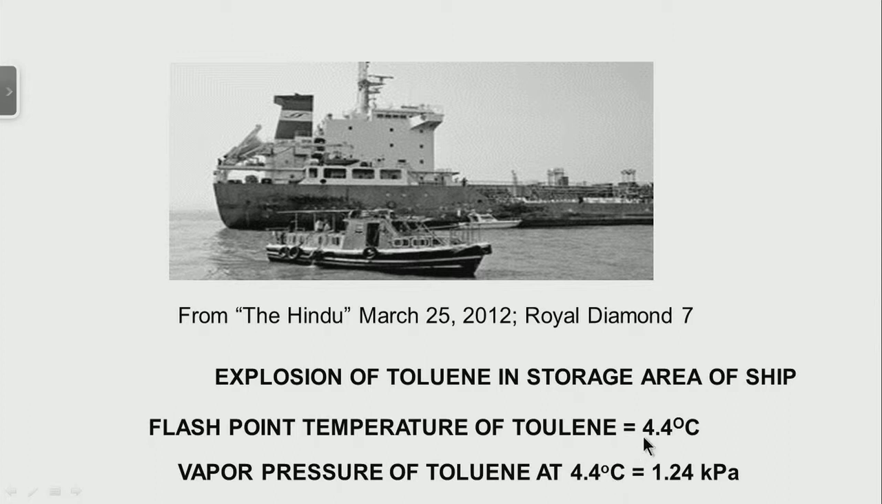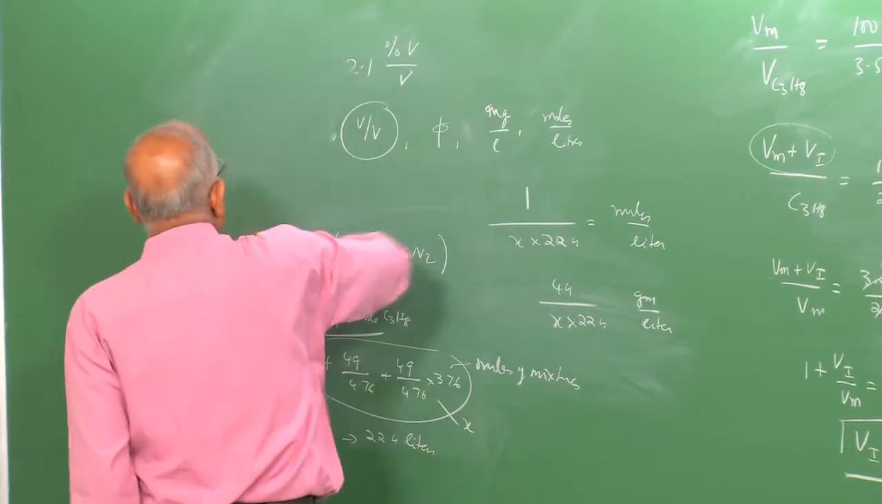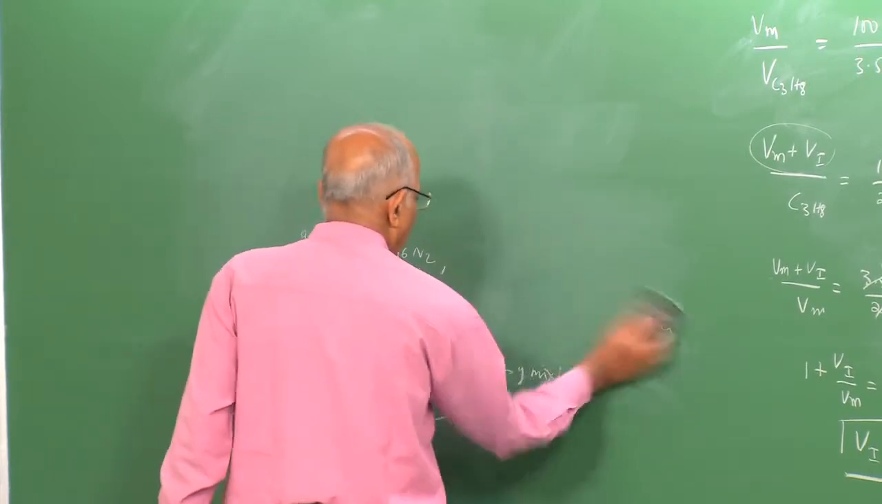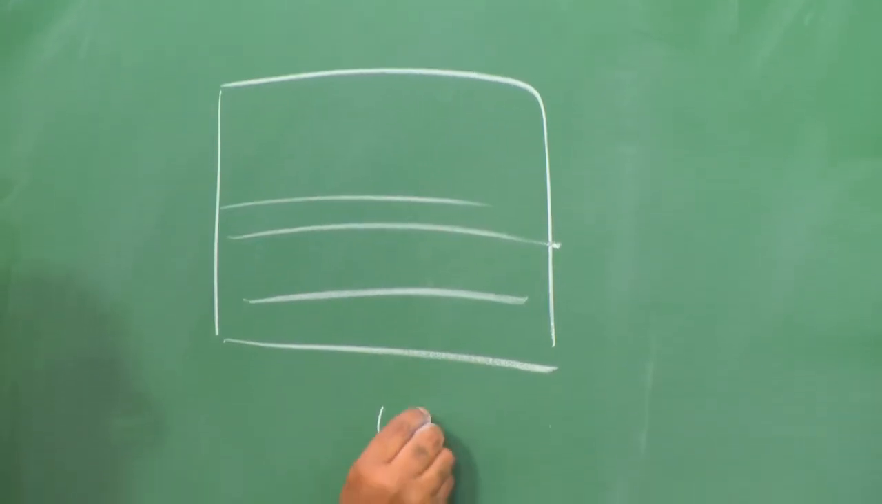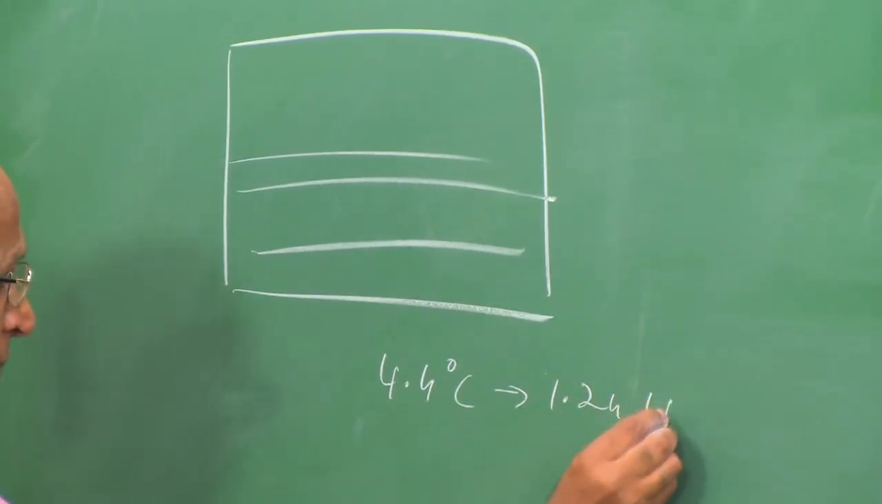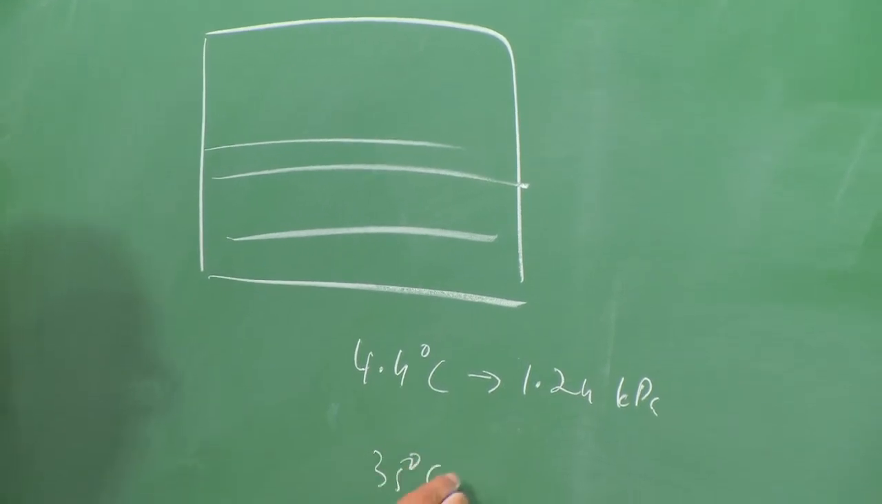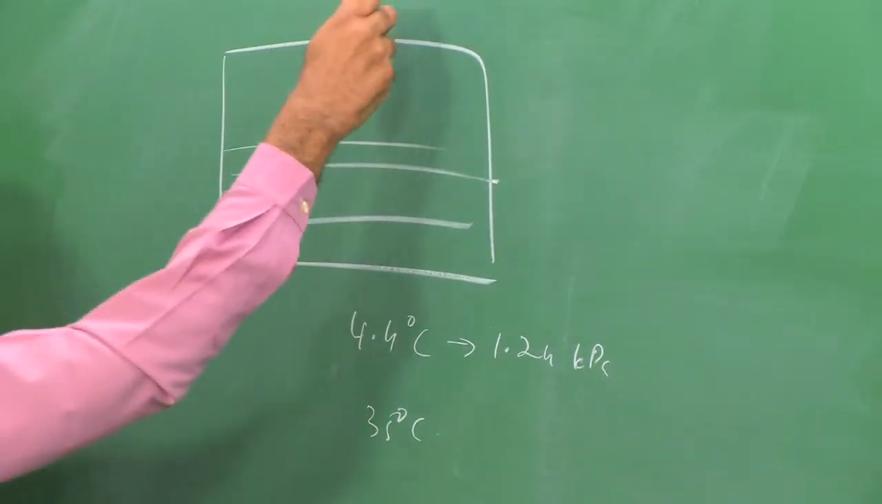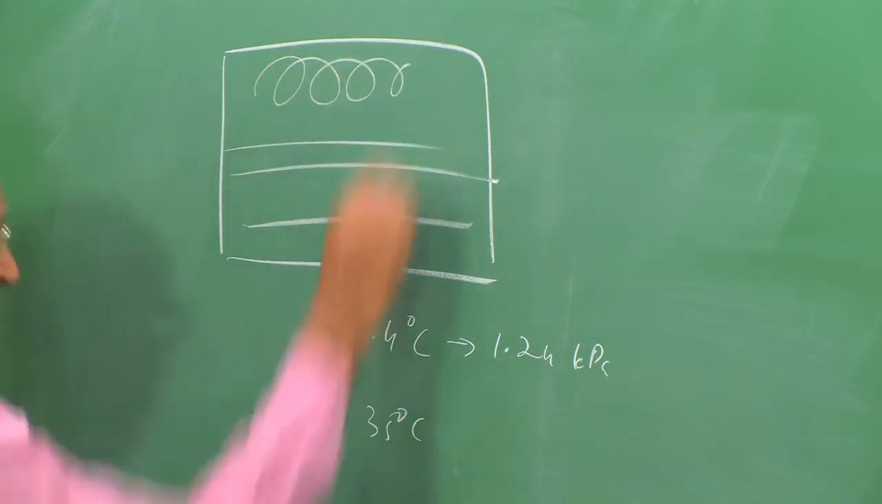Now, when the ambient temperature is something like 35 degrees centigrade, the vapor pressure is very much higher. Therefore, the amount of toluene which is generated is very much higher. Therefore, what is being formed? Let us take a look again. We want to find out how much mixture is being formed. Vapor pressure at 4.4, that is the flash point temperature, is 1.24 kPa. If the temperature is 35 degrees centigrade, I have a lot of toluene vapor getting generated. Therefore, I have a flammable mixture.